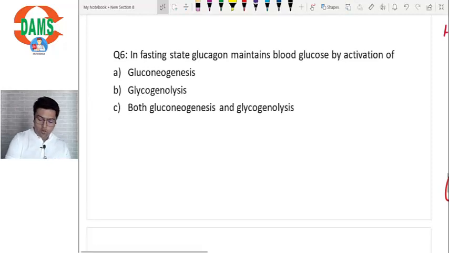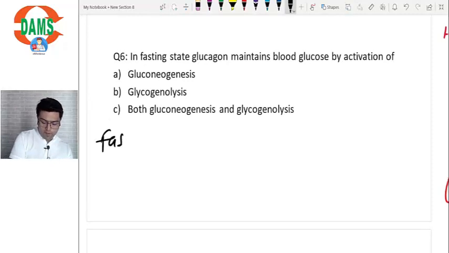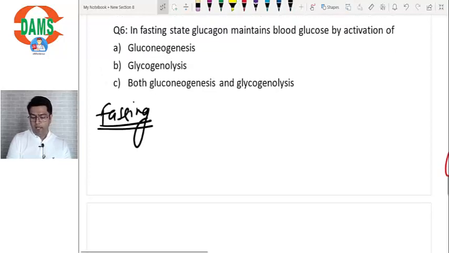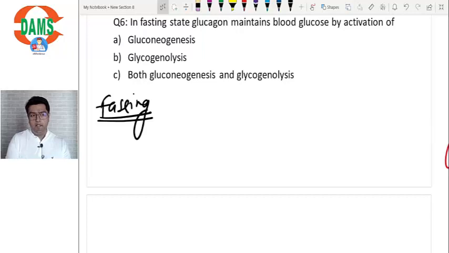Okay, so if anyone is fasting, in the fasting state we have to maintain the blood sugar. How much? 60 to 100 mg per dl. Why? Because our brain and our RBCs are always in need of glucose.